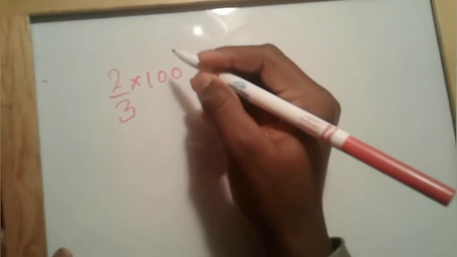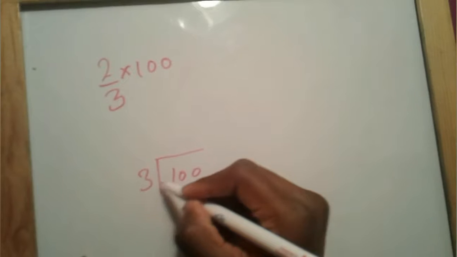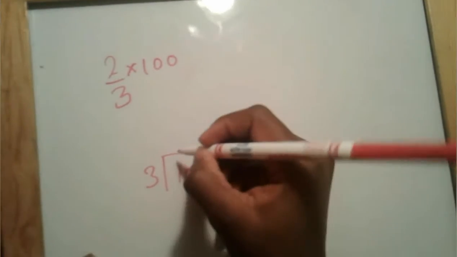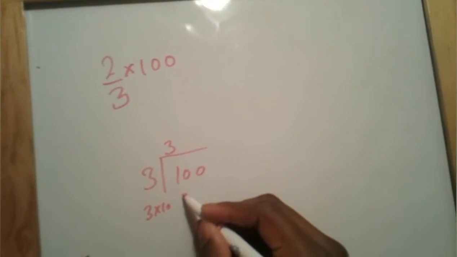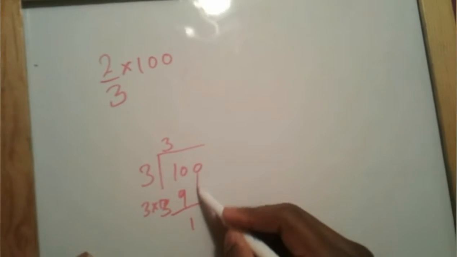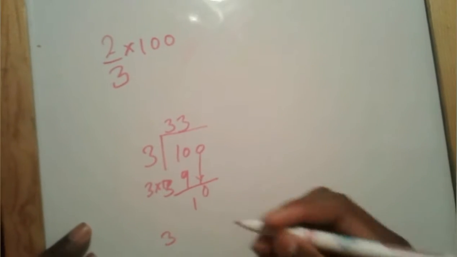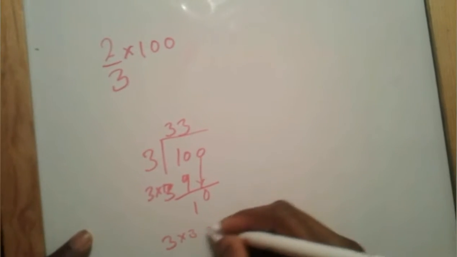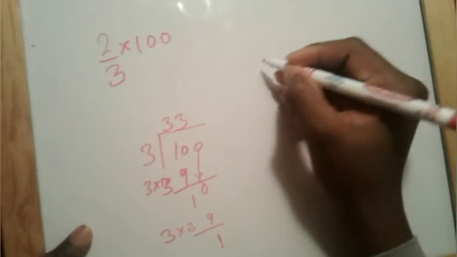When the number doesn't divide evenly, you can get a decimal point. Let me show you: if it's 1 out of 3, you divide 100 by 3. Let's do long division. How many 3s are in 10? There are 3, and 3 times 3 is 9. When you subtract, it's 1. You carry the 0 down.